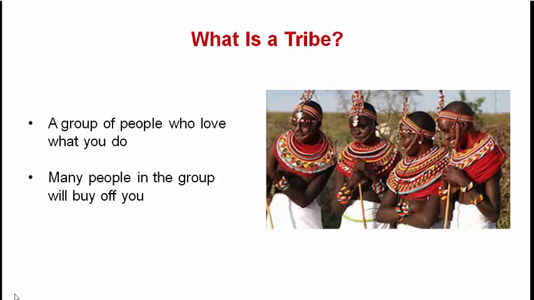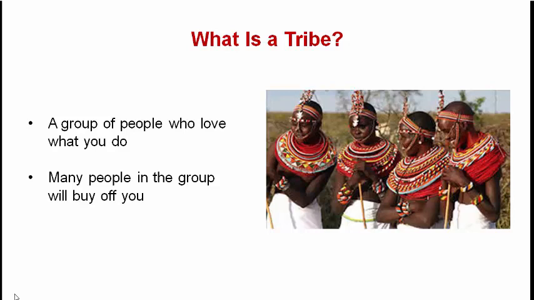What is a tribe? Well, a tribe consists of a group of people who love what you do, and many people in the group will buy off you, okay? So that group could manifest in all sorts of different ways. It could be a very responsive email list, for instance. It could be responsive friends on Facebook. People that really look up to you and want to do business with you. It could be a Facebook group. It could manifest in all sorts of ways. It could be blog followers. You've got a blog, an active blog, and you've got people regularly commenting on your blog posts. They would probably be part of your tribe.